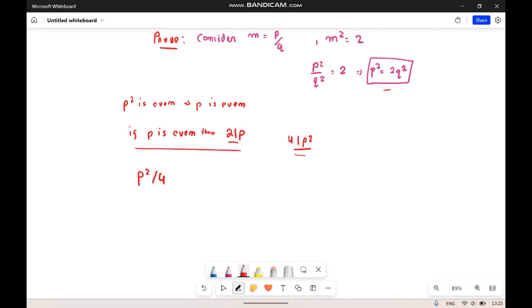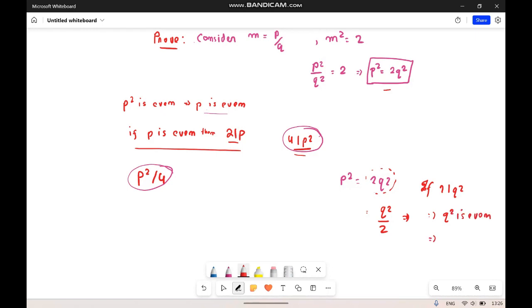The logic is again simple, I am repeating: if p square is even, then p is even. And if p is even, that means p is 2 into something, and that means p square is 4 into something. That's why 4 divides p square. So if p square is divisible by 4, then on this equation, this side should also be divisible by 4. But that implies that q square is divisible by 2. That means 2 divides q square, that means q square is even, which again in turn implies that q is even.